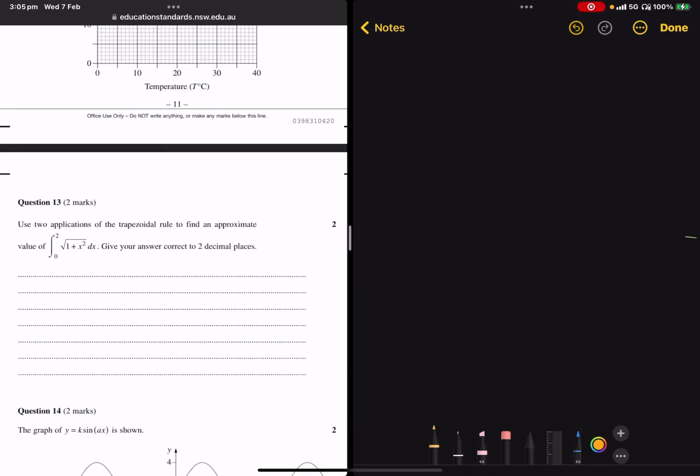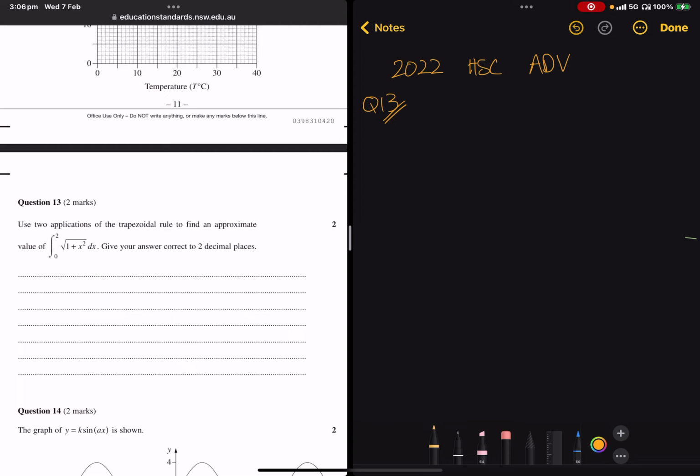Okay, so let's have a look at another question from the 2022 HSC Advanced Maths paper. So this is question 13. We are told to use two applications of the trapezoidal rule to find an approximate value for this integral. Give your answer correct to 2 decimal places.